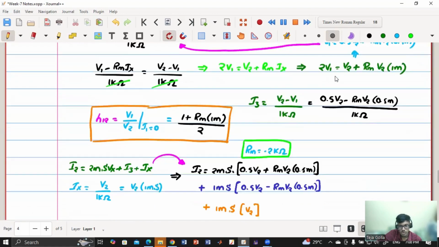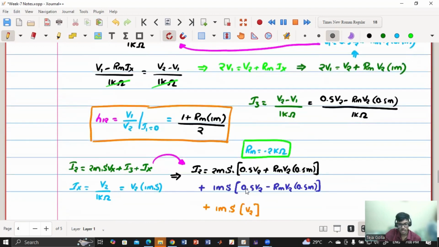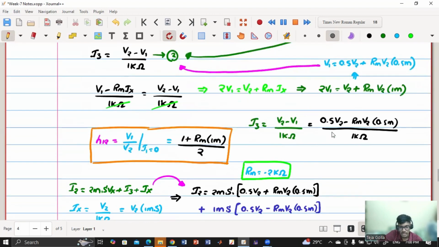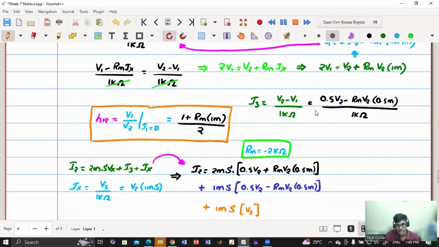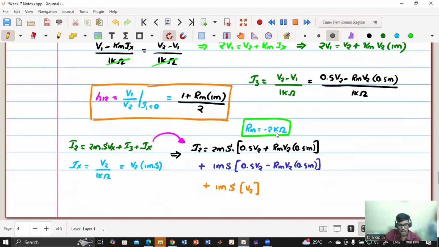So if I substitute this V1, 2 millisiemens into V1 is 0.5 V2 plus Rm V2 0.5 milli. And I3 is 1 kilo ohm, I can write it as 1 millisiemen. So 1 millisiemen into 0.5 V2 minus Rm V2 into 0.5 milli, which is this expression. And then my Ix is nothing but V2 into 1 millisiemen, which is what I have written here. But I also know that Rm is minus 2 kilo ohm.